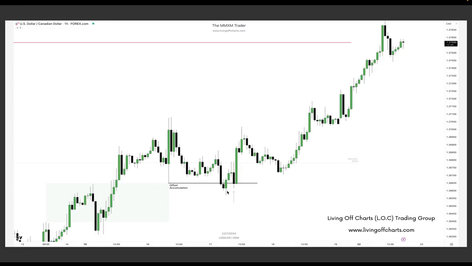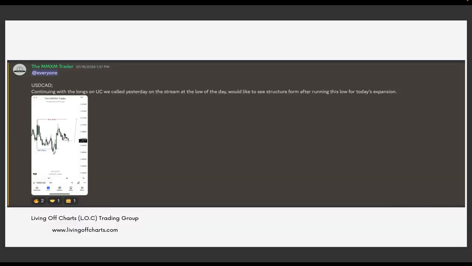However, on the hourly, we have an offset accumulation here, impulse price swing, and then retracement lower here. Longs were called here as well, fractalizing the offset accumulation, impulse price swing, and reaccumulation. And we can see that here.